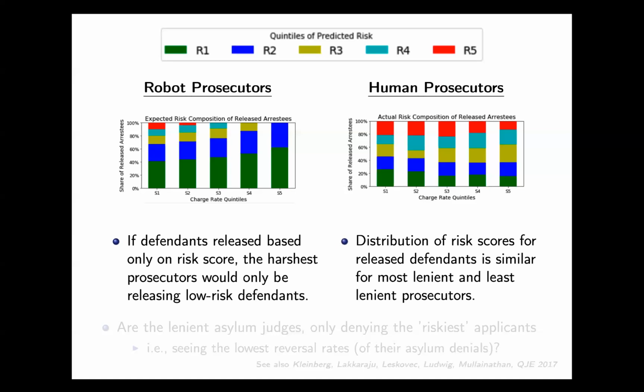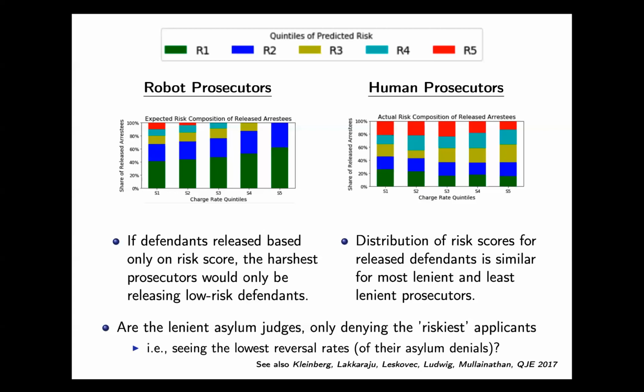So we can turn this perspective to look at asylum judges. Are the most lenient asylum judges letting in the most individuals in the US, only denying the quote-unquote riskiest applicants, who, on appeal, see the lowest reversal rates? On the other hand, if I'm a really harsh asylum judge, rejecting most of my applications, we might expect higher reversal rates of their asylum denials. So we might expect to see a diagonal.